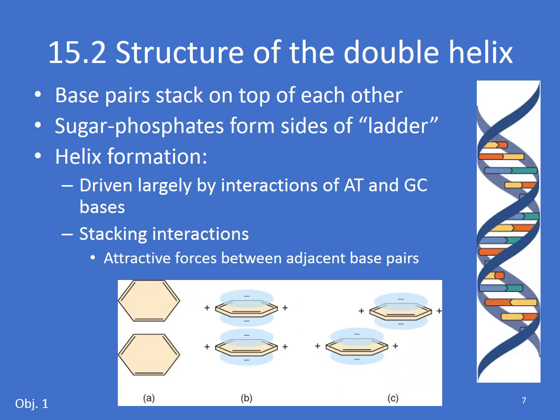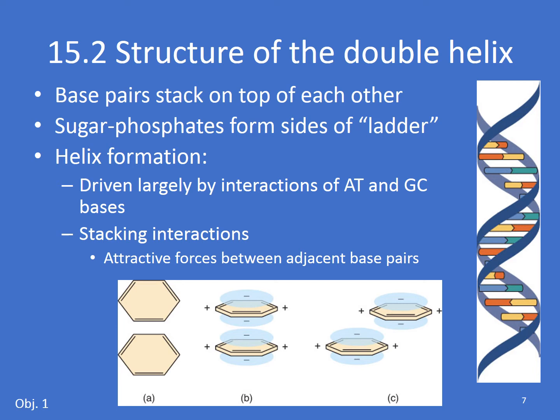So these base pairs stack on top of each other. On the right, you can see the stereotypical double helix cartoon. The sugar phosphate backbone forms the sides of this ladder or spiral staircase, or whatever you like to think of it as. But that doesn't necessarily make it a helix. One of the reasons that it's a helix is the interactions of these AT and GC base pairs.